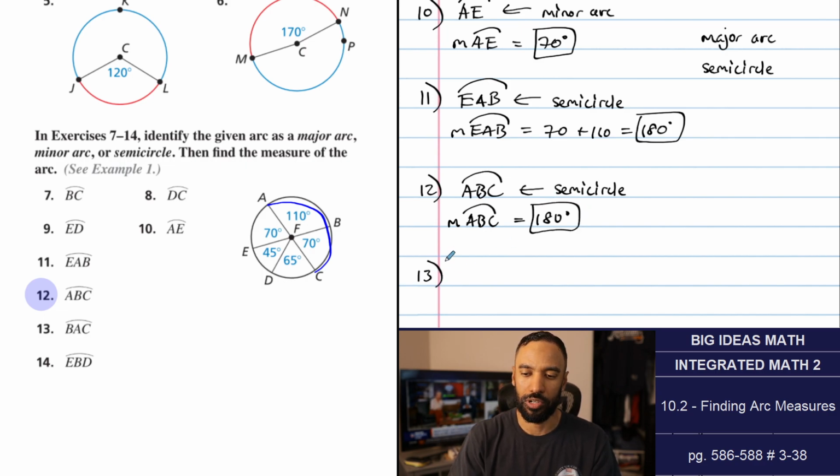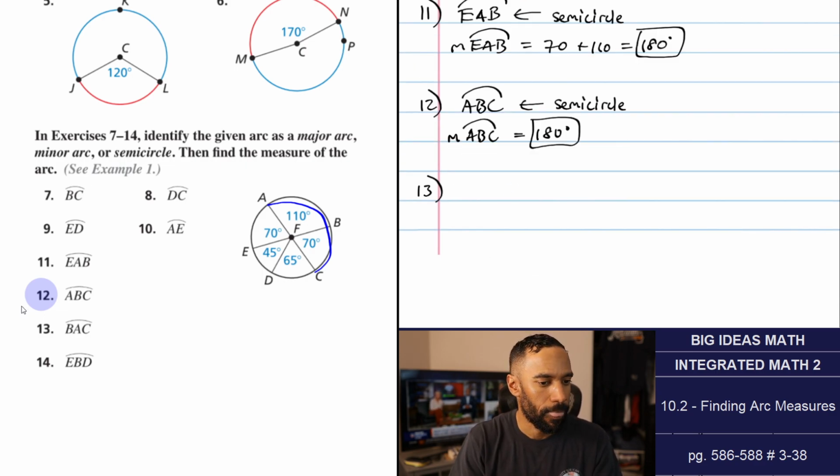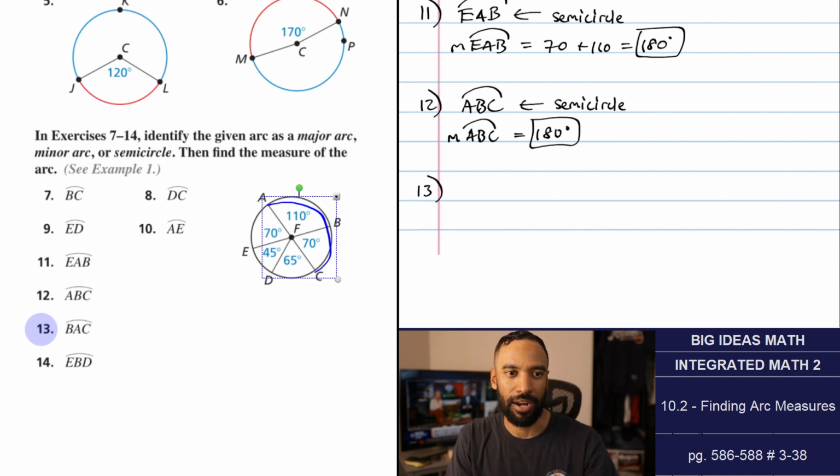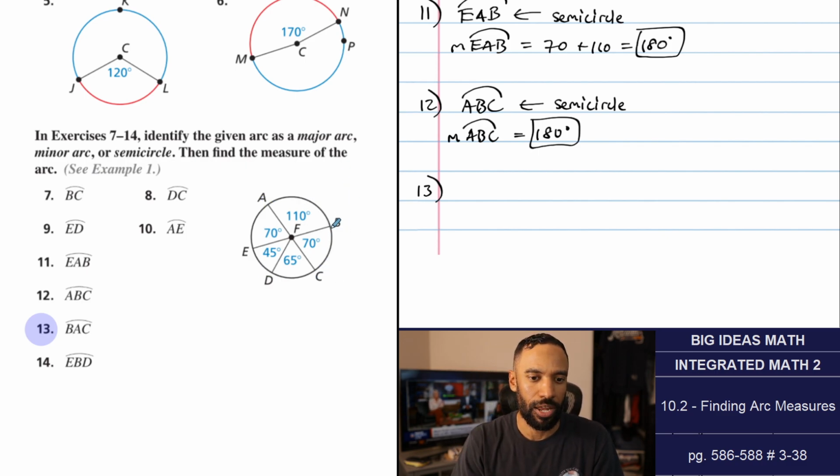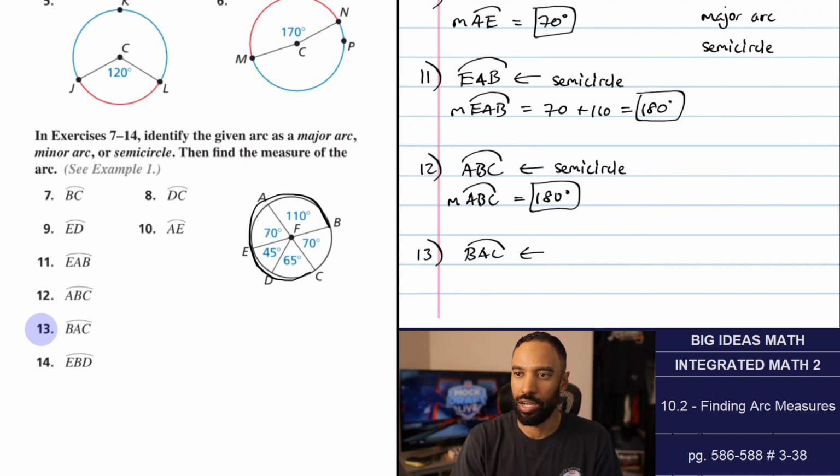2 more. Number 13. I'm going to guess major arc without knowing what it is. Measure of arc BAC. This time, letter order again matters. You could do CAB or BAC, but notice that A is the middle letter. Therefore, we start at this one, go around and end at this one. That's truly a major arc there. So arc BAC is a major arc.